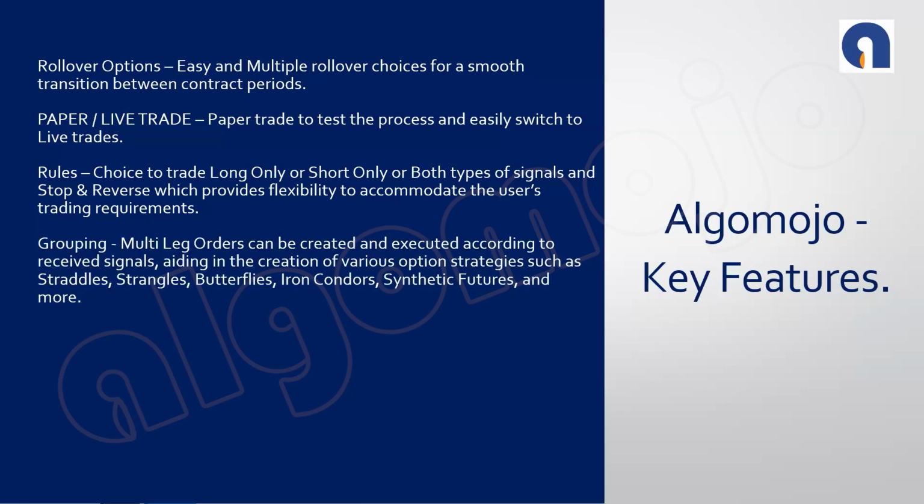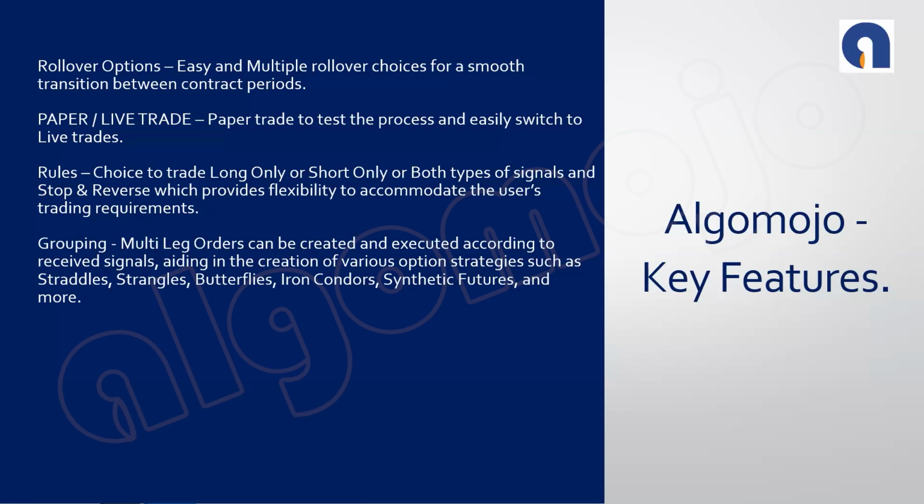Now, in case you are an options trader having option strategies, you can set up each of these legs and then place orders for all the legs based on a single signal that would be generated. If you have multiple legs to be executed, all the legs will be executed based on one signal.